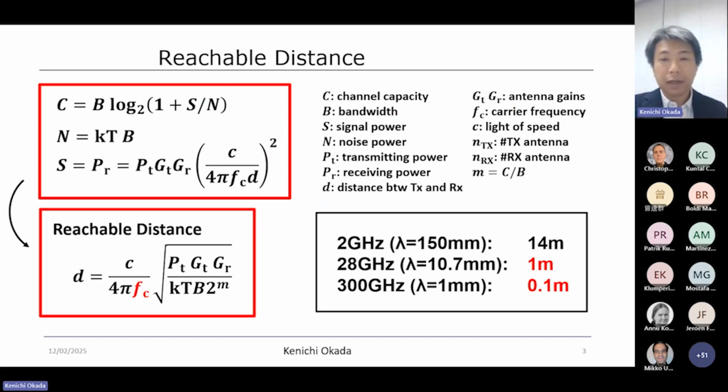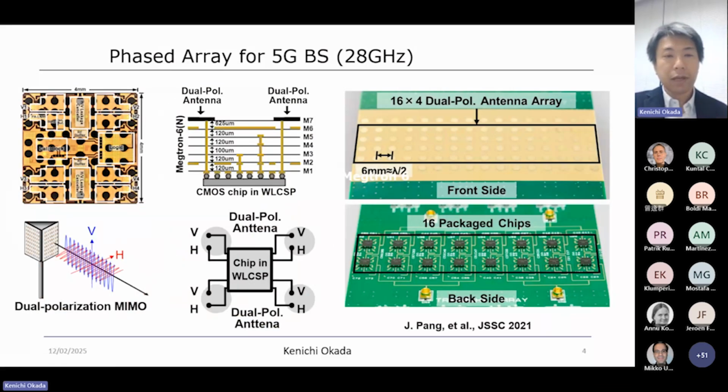In that case, the communication distance becomes shorter. Such a trend can be easily understood by using this kind of equation. The communication distance can be explained by transmitting power, the gain, and the carrier frequency. If we keep the same omnidirectional communication, the communication distance becomes something like this. So if we keep using omnidirectional communication, the distance becomes shorter. So we need this kind of phased array.